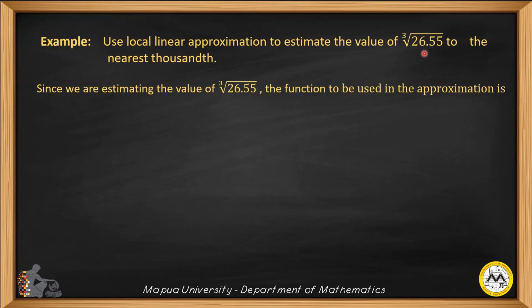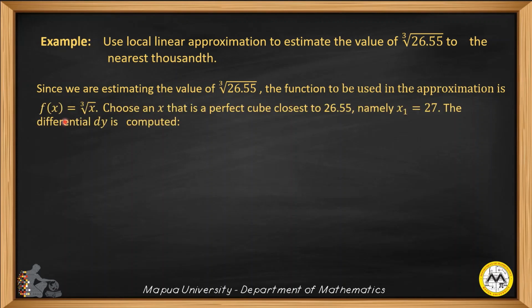So what we do first is to determine the function to work with. And since we are asked for the cube root of 26.55, then the function to work with is the cube root function, where f of x is equal to the cube root of x. The next step is to determine x, that is a perfect cube, because we are dealing with the cube root function, a perfect cube value that is closest to 26.55. That would be 27, and we assign this as x sub 1.